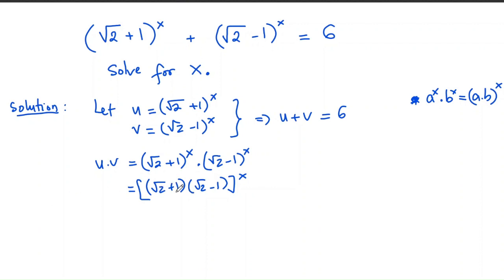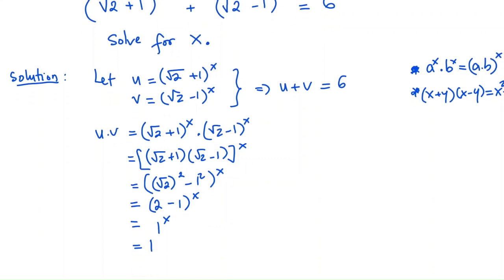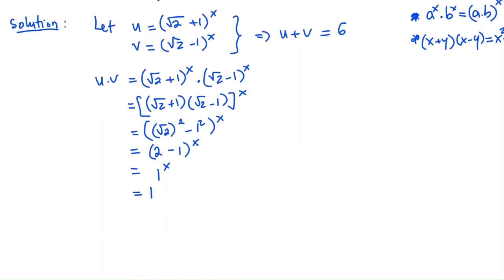So square root 2 plus 1 times square root 2 minus 1 is going to be (square root 2 squared minus 1 squared) to the power x. If we have x plus y times x minus y, this is equal to x squared minus y squared. That's the reason. And then we have square root 2 squared is 2, minus 1 is 1, to the power x. This is 1 to the power x, which is 1. Very cool. And we have another equation, u times v is 1.